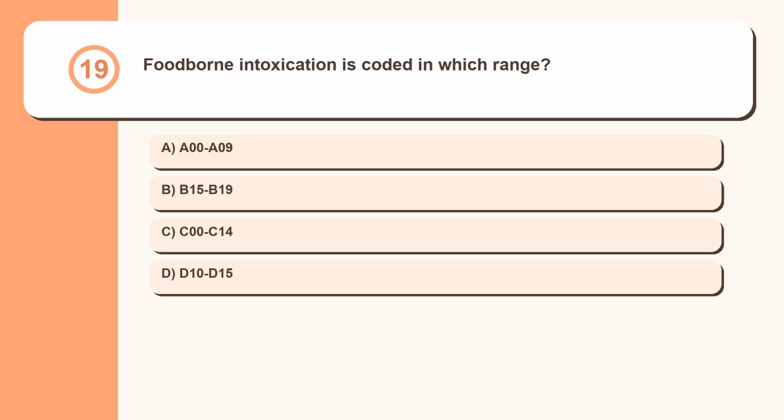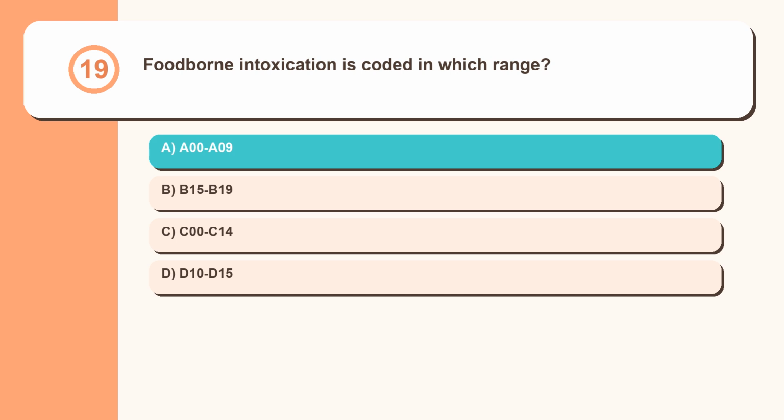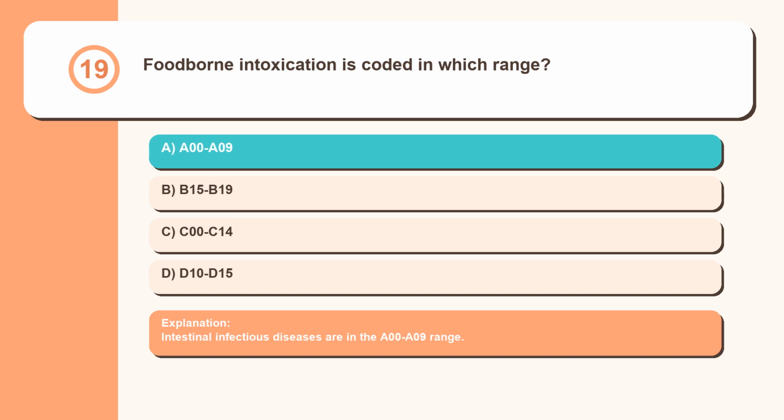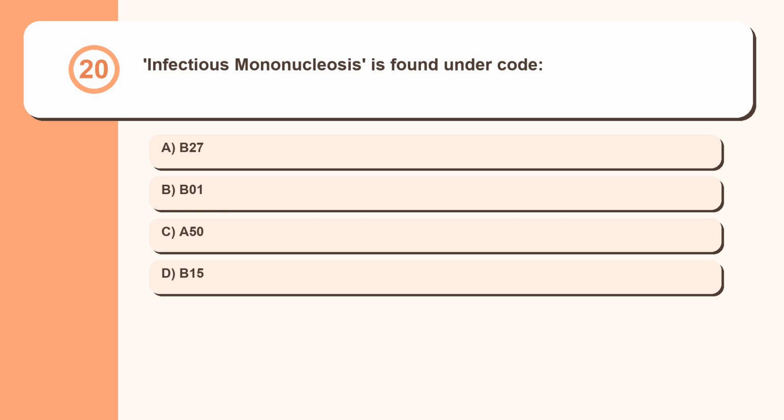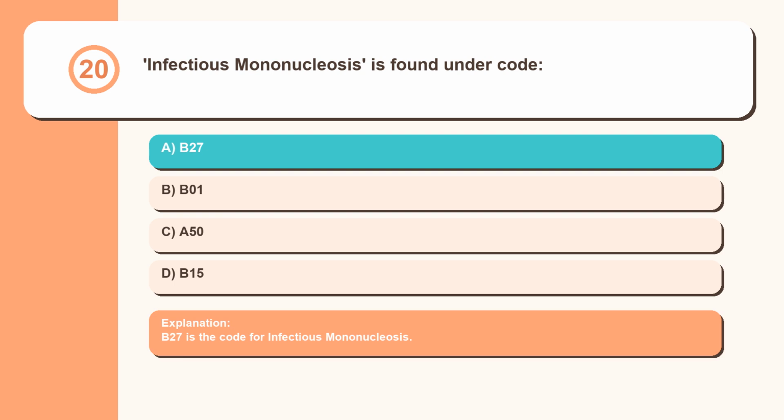Question 19. Foodborne intoxication is coded in which range? A00-A09, B15-B19, C00-C14, D10-D15. Intestinal infectious diseases are in the A00-A09 range. Question 20. Infectious mononucleosis is found under code B27, B01, A50, B15. B27 is the code for infectious mononucleosis.